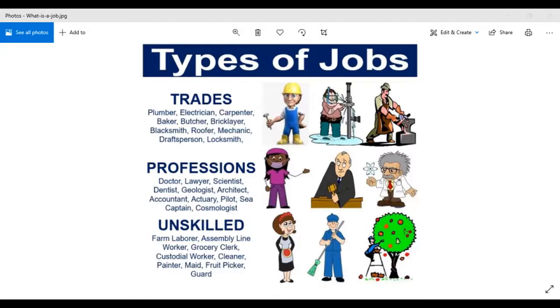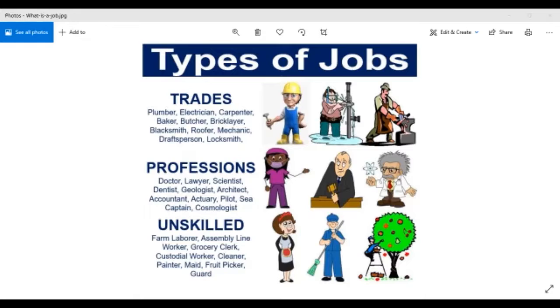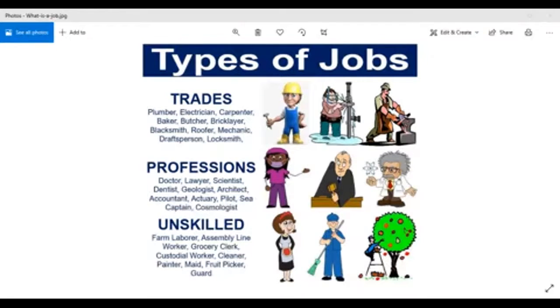Then comes the unskilled. Unskilled are those who do not need any skill, do not need any degree. Let's say farm laborer. Anyone can do that. Assembly line worker. Similarly, grocery clerk. Anyone can go and sit over there as a clerk. Custodial worker, cleaner. Anyone can do the cleaning. Painter, maid, fruit picker, guard. All of these are the unskilled. Now these are the types of jobs which are common, which you find around yourself, and they have been divided into these categories as trades, professions, and unskilled on the basis of their nature.